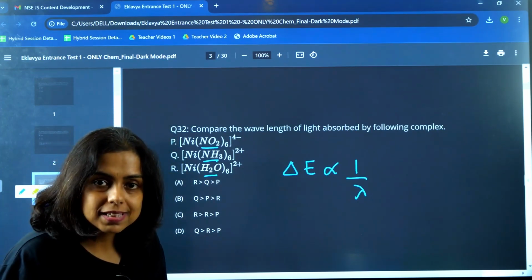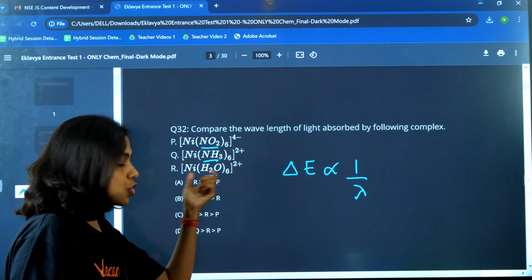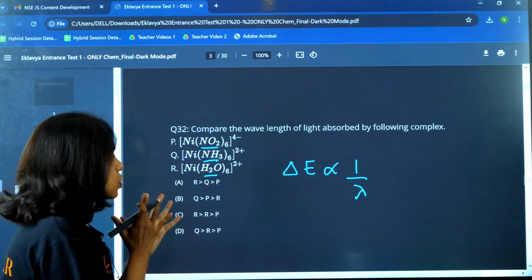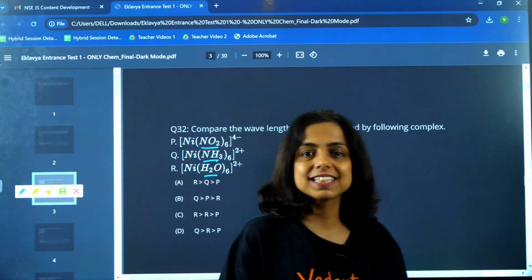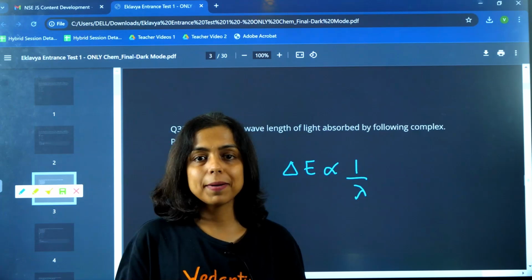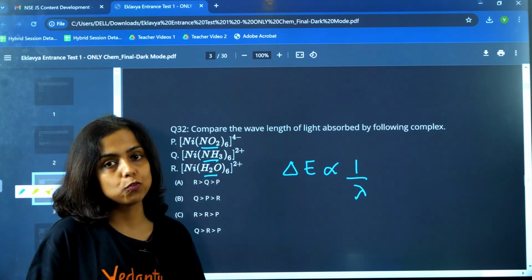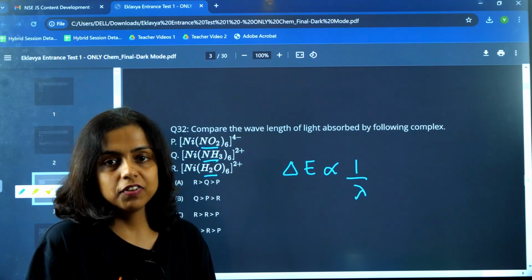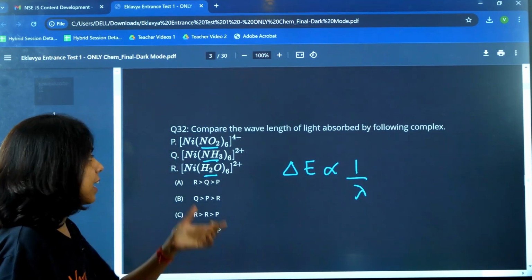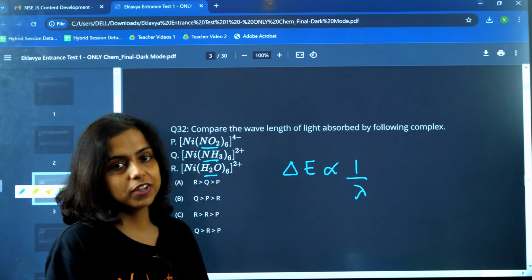From the spectrochemical series, I'm sure you all are aware that out of NO2 negative, NH3, and H2O, the strongest ligand is NO2 negative. That will give you the maximum CFSE, the maximum energy difference. And then we have ammonia and water. H2O is a weak field ligand. So the strongest ligand is NO2 negative, followed by ammonia, and then water, which is a weak ligand.